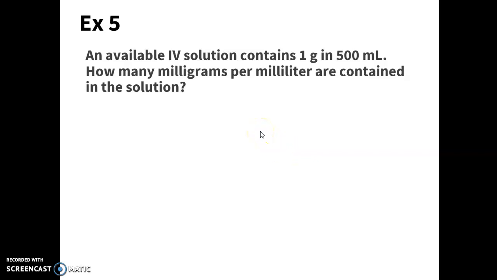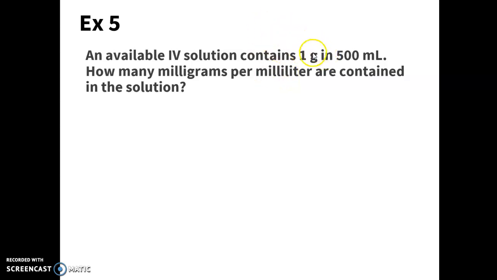Okay, example 5 says an available IV solution contains 1 gram in 500 milliliters. The question is asking how many milligrams per milliliter are contained in the solution. So this is a little different than what we're looking at in the notes, because it asks for milligrams per milliliter, but it gives it to you in grams. So we can't just stick our milligrams over the milliliters and divide them.